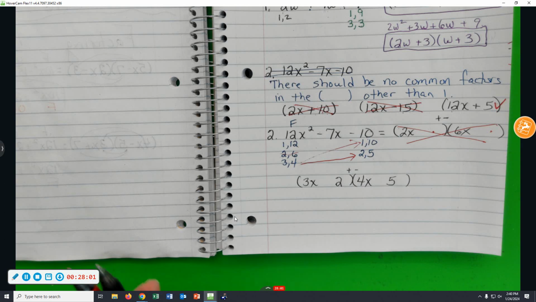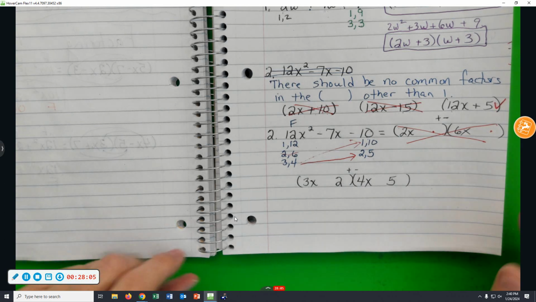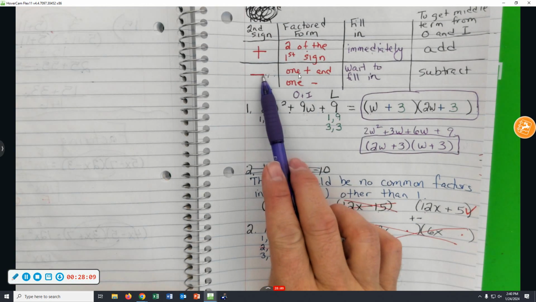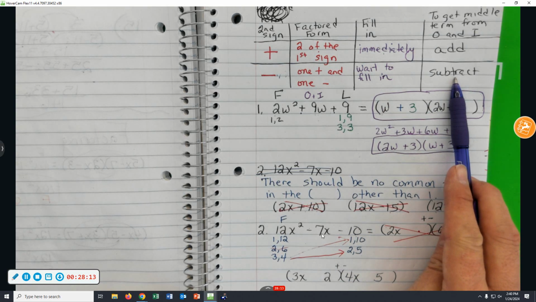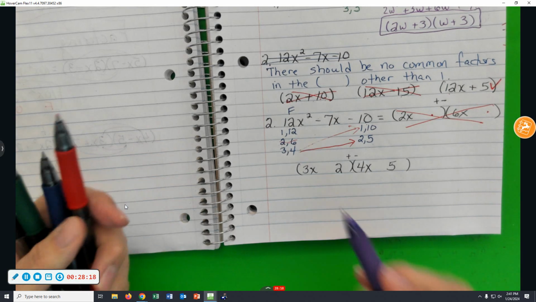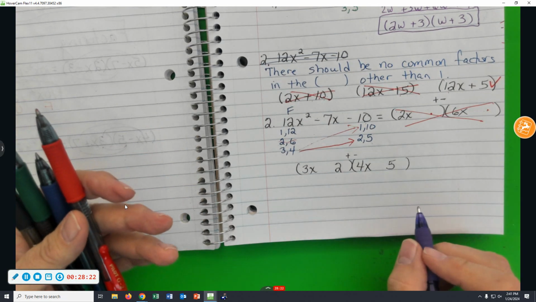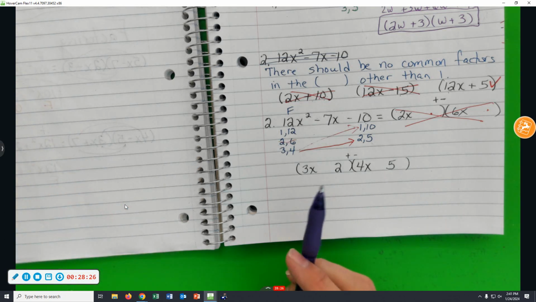Now, let's look at the outer and inner. Go back to that table, remind them. Oh. If that second sign's a minus, the outer and inner have to be subtracted to give you that number 7, to give you that middle term. So let's see. What's the outer product? Should I do it? Oh, you do that. Yeah, do that horizontally. I think I liked it the way you were writing it horizontally the other day.